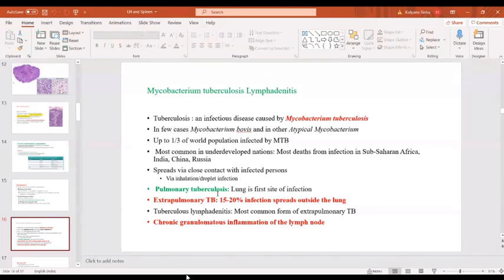So it is outside the lung, and the most important extrapulmonary TB is tuberculous lymphadenitis, meaning that the lymph node is involved as a part of tuberculosis. So tubercular lymphadenitis is a part of extrapulmonary tuberculosis, and there will be a chronic granulomatous inflammation of the lymph node.